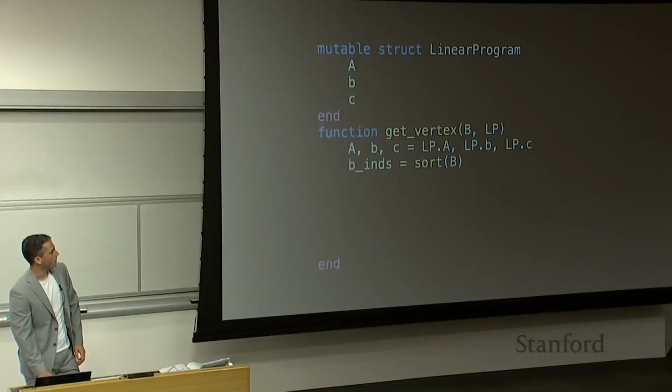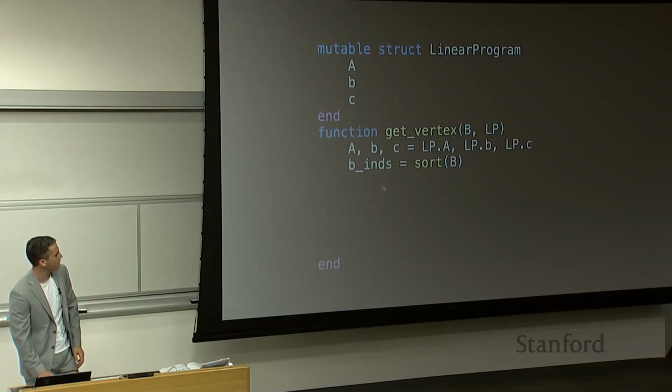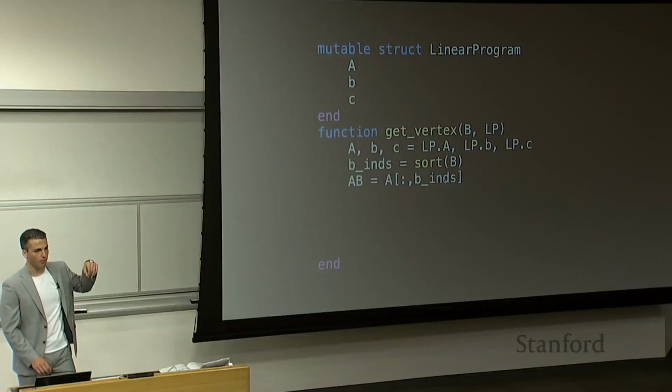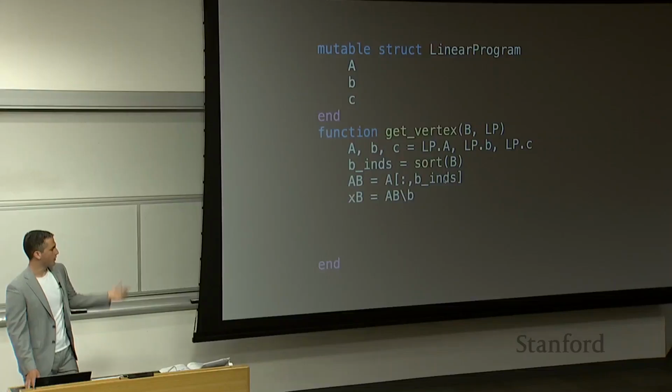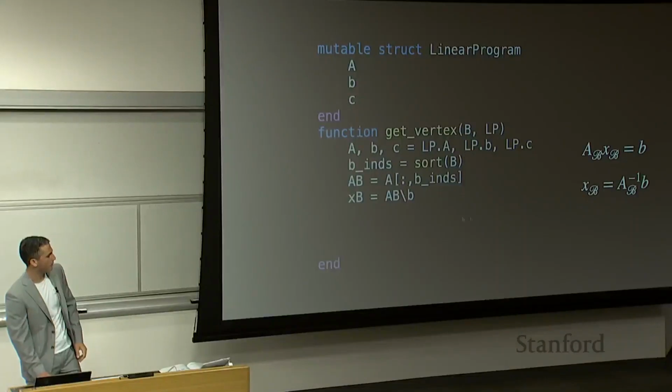We're going to sort the indices in our basis, because maybe somebody passed them in and they're not already sorted. And then we're going to extract, taking the columns of A corresponding to our b indices. So we're pulling out the columns of A that are in our basis and putting those in A basis. And now we're going to solve for x basis. This is just A basis inverse times b. That's exactly what we saw before. We're just solving for x basis there.